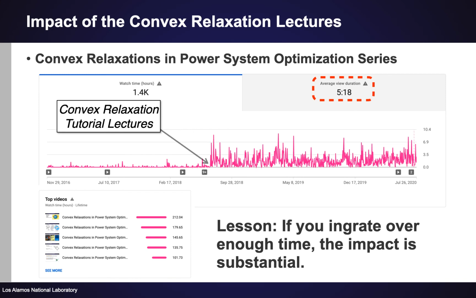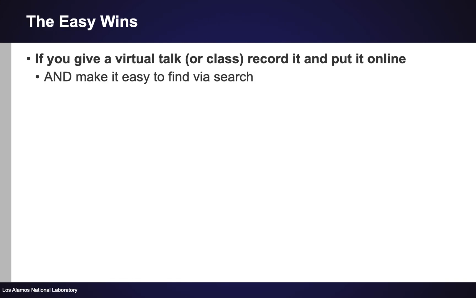So then I'll just suggest some very easy wins I think all technical folks could have in terms of online on-demand video. The first one is if you give a virtual talk or class, record it and put it online. And of course you have to make it easy to find. Things that are online that no one can search for basically don't exist. But just making it available, people will find it, and over enough time there'll be an impact.